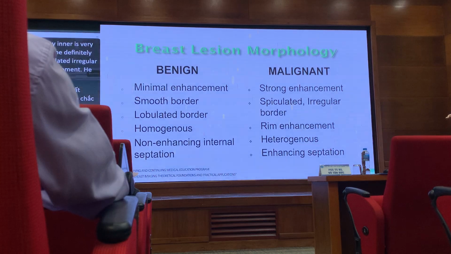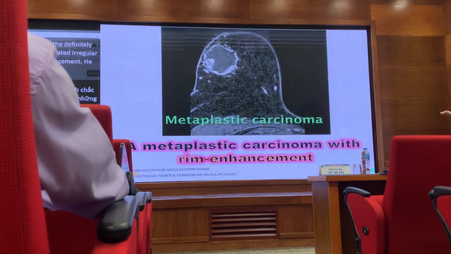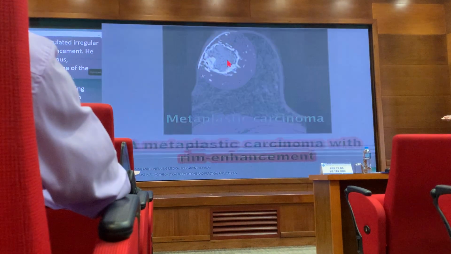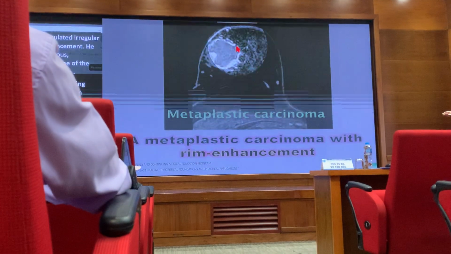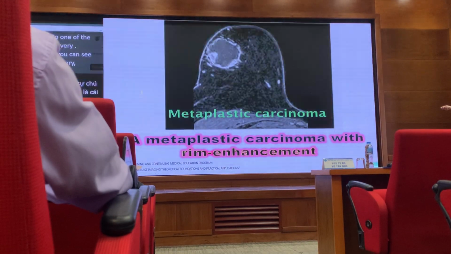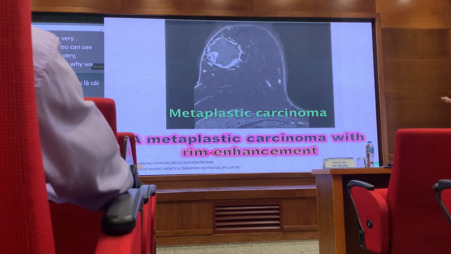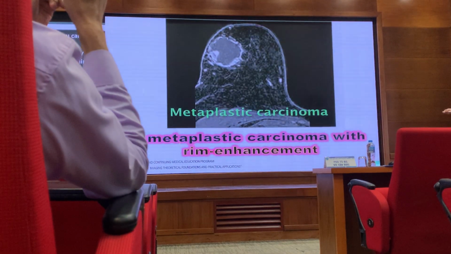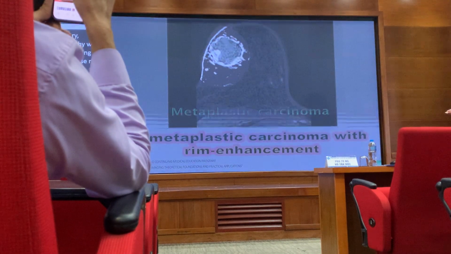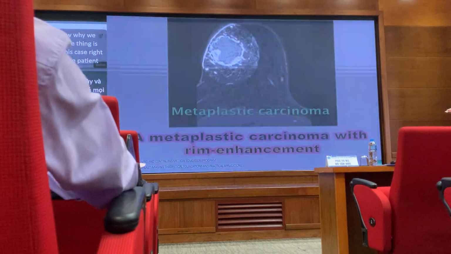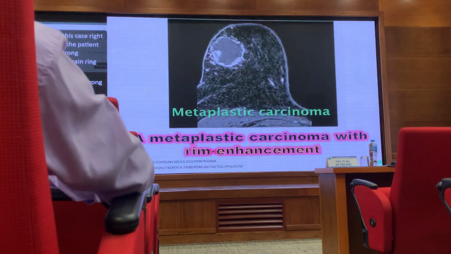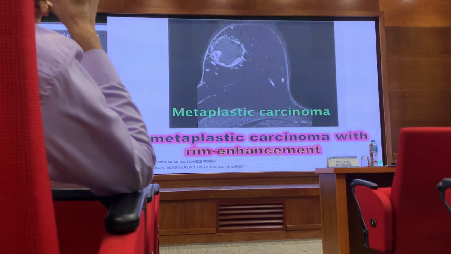Heterogeneous enhancing, with suspicious internal enhancement. One of the examples is this. This is a metaplastic carcinoma. You can see the ring enhancement is very obvious. Do you know why we see this and not the whole thing enhancing? Because in this case, there is necrosis in the middle of the lesion, which means it's a very strong malignant cell, causing ring enhancement with very active CA cells. So this is a metaplastic carcinoma with a ring enhancement.